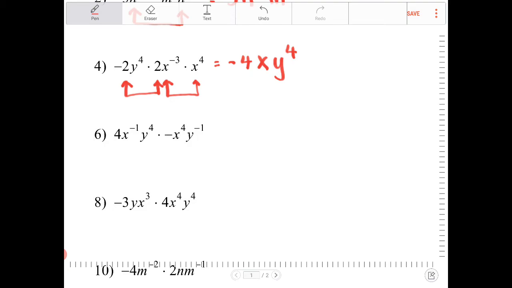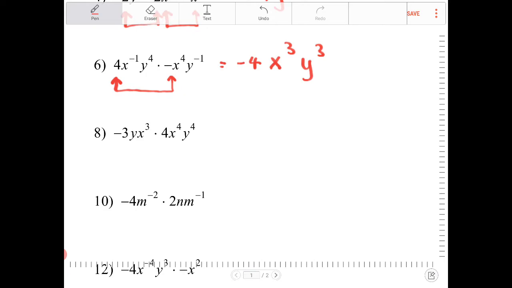Let's take a look at the next one. So I have this big expression. I notice that 4 and negative 1, I can combine them together to make negative 4. I can combine x to the negative 1 and x to the 4th together to make x to the 3rd, because negative 1 plus 4. And then y to the 4 times y to the negative 1, that becomes y to the 3rd. All right. Next, moving on, same thing. Negative 3 and 4 makes negative 12. y and y to the 4th makes y to the 5th. x to the 3rd and x to the 4th makes x to the 7th.